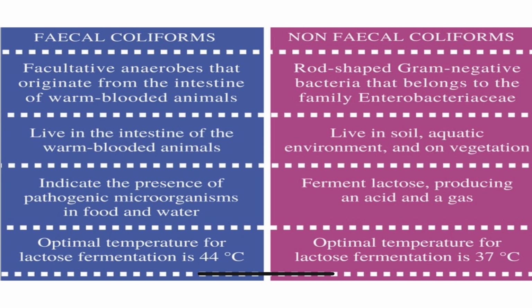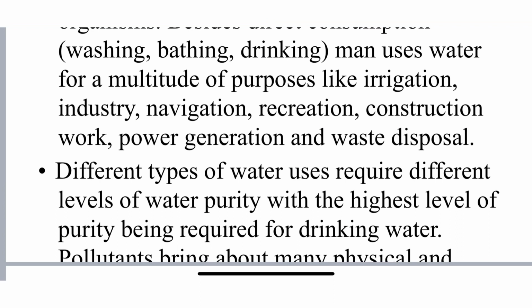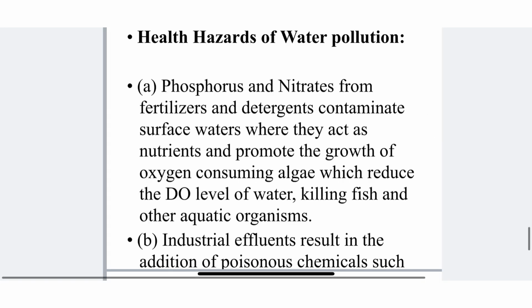If I talk about water pollution hazards, like if we are getting polluted water in any sort of way, how can we prevent it? The preventing ways are as simple as that: what you need to do is to be aware. All organisms need water for their metabolic activities, not only for drinking, but for washing and bathing, irrigation, industry, navigation, recreation, construction, power generation, waste disposal, and a number of other ways. So water purity plays a very important role, where pollutants bring a lot of problems.